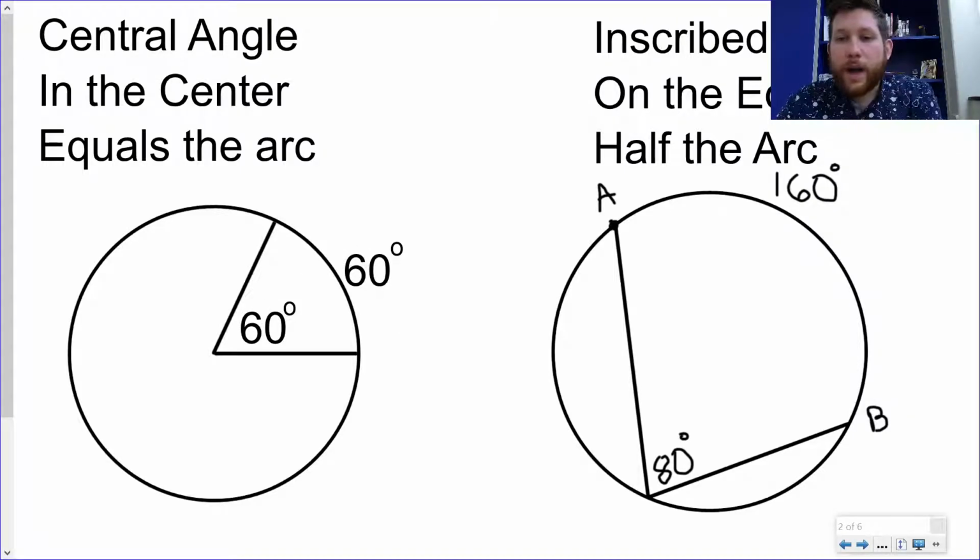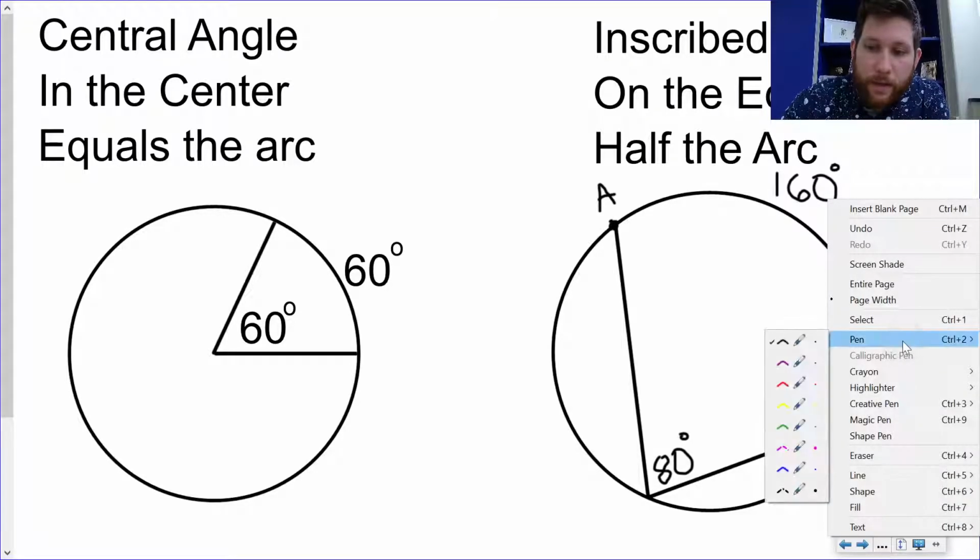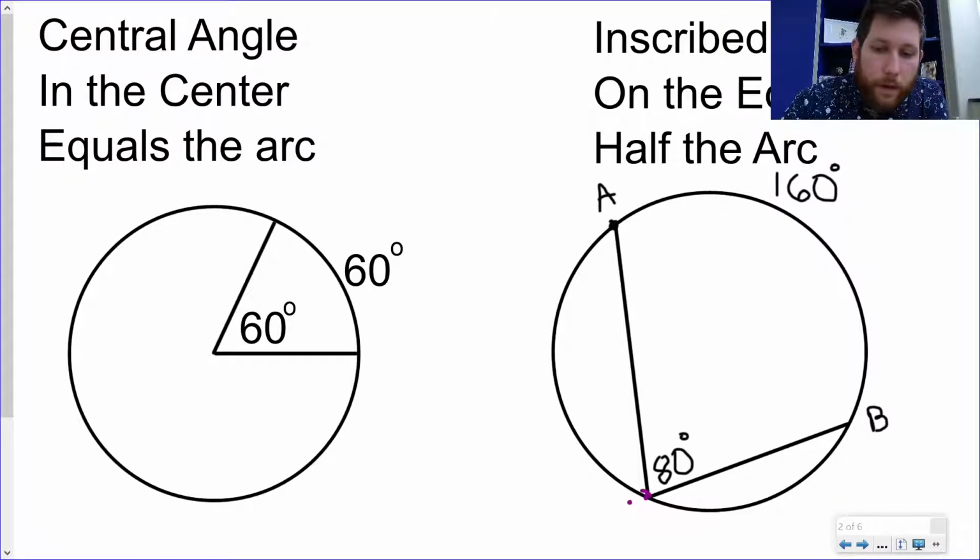Now, an inscribed angle has its vertex on the edge of the circle. Notice where the vertex of the circle is. It ends up being right here, okay? Now, it's really important. It's not on the center. It's not on the inside. It's not on the outside. It's right on the edge of the circle. That's how we tell the difference between a central angle and inscribed angle.